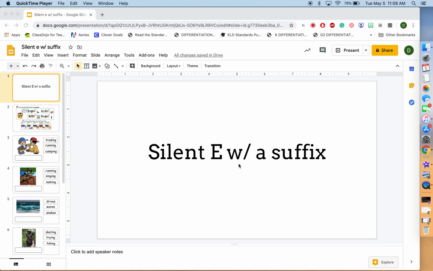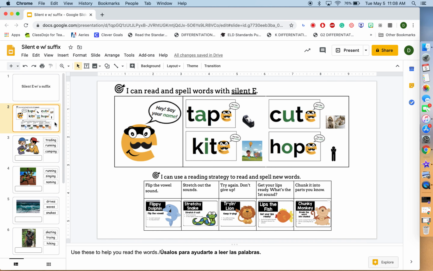Here are the directions for silent E with a suffix. All last week, we worked on reading silent E words with a suffix. We focused on the three suffixes: ing, ed, and s, right? Included in this are two anchor charts for you. You've seen these a bunch before.